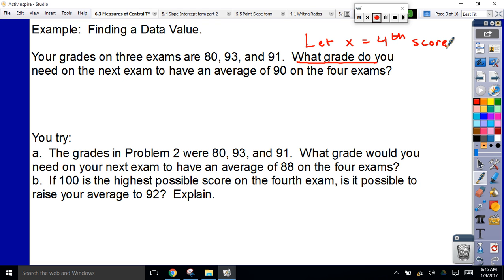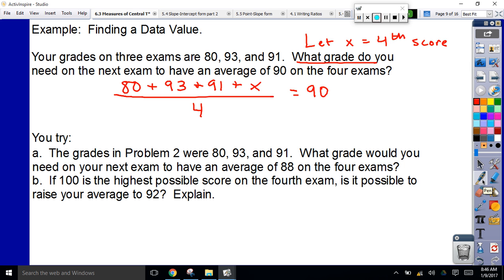So now I'm going to add those numbers up. So I have 80 plus 93 plus 91 plus X. I don't know my 4th score. And then I have 4 scores, so I'm going to divide by 4. And I want to have an average of 90. So I'm going to say equals 90. You could also set this up as an inequality. You could say that you want your score to be greater than or equal to 90. In fact, I think we did some problem similar to this when we did our inequality unit.